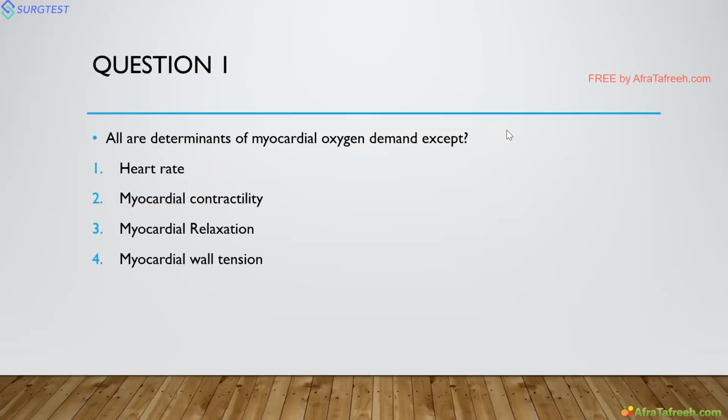So all of these are determinants of myocardial oxygen demand except: heart rate, myocardial contractility, myocardial relaxation, and myocardial wall tension. Actually, heart rate, myocardial contractility, and myocardial wall tension are all determinants of myocardial oxygen demand. So we use beta blockers, which reduce the heart rate and myocardial contractility in angina. But myocardial relaxation is not a determinant of myocardial oxygen demand. So the answer for this question is option 3. Most of you answered correctly.